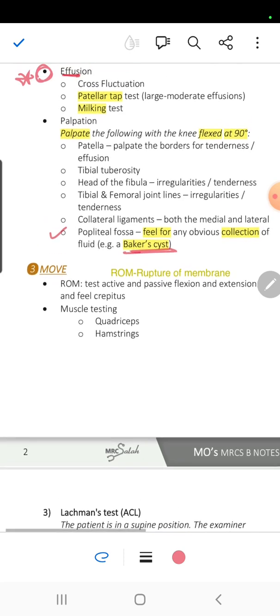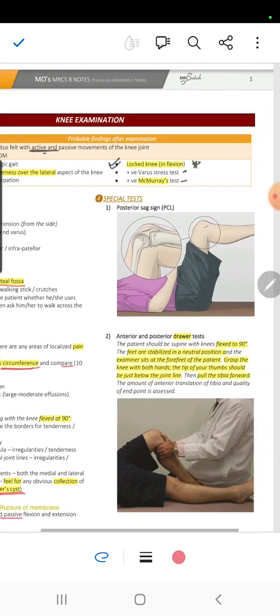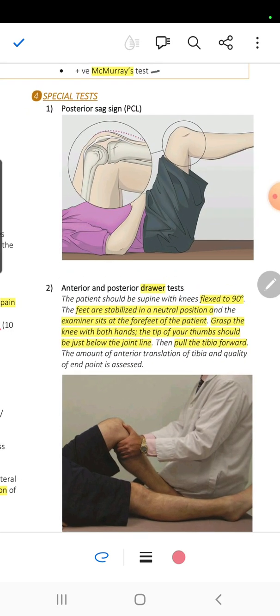Now movements. We have to check for both active and passive range of movement, flexion and extension, which is very important in meniscus injuries. Muscle testing: we have to check the quadriceps and hamstring muscles. Now special tests, so these are important.